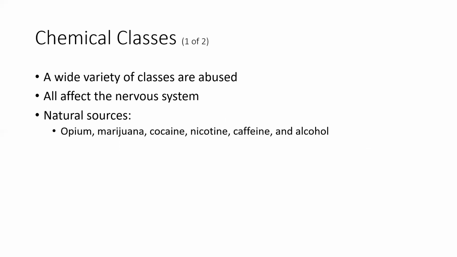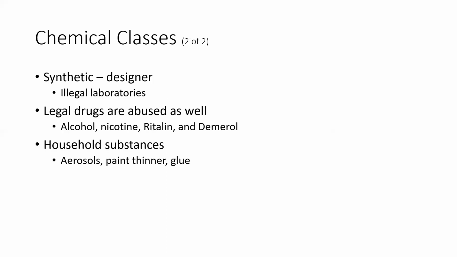The natural sources from which abused drugs originate are opium, marijuana, cocaine, nicotine, caffeine, and alcohol. There are also some synthetic drugs, called designer drugs, which are illegally made in laboratories. Then there are some legal drugs, and they are abused as well.